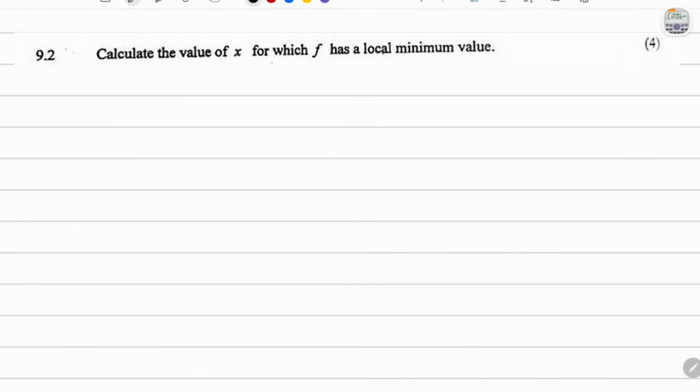The next question, 9.2, says, calculate the value of x for which f has a local minimum value.